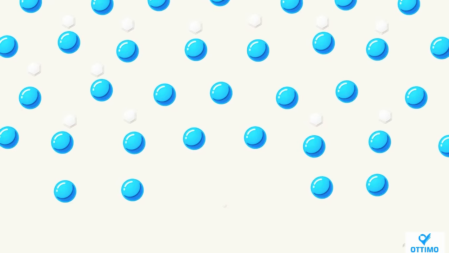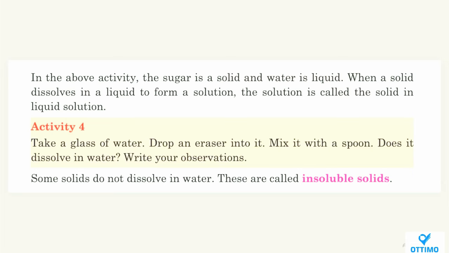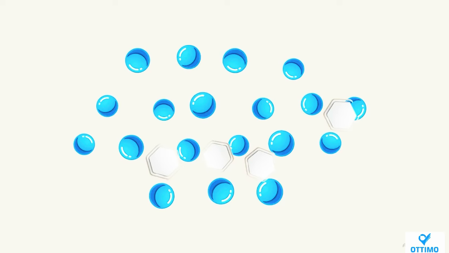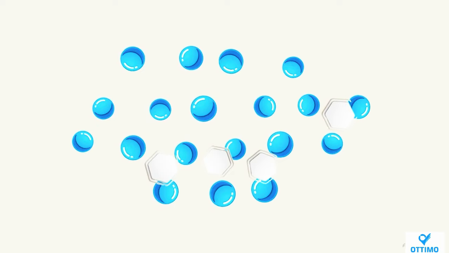But this doesn't work with everything. The Activity 4 description below asks what happens if you drop an eraser into water. Even if you stir all day, the eraser won't break apart to fit between the water molecules because it is an insoluble solid. Mixing a solution like sweet tea shows us that matter can completely change its visible form, hiding in plain sight, without losing a single atom of its actual substance.